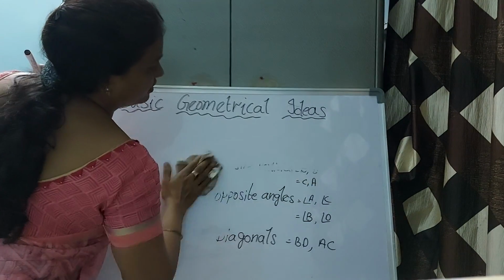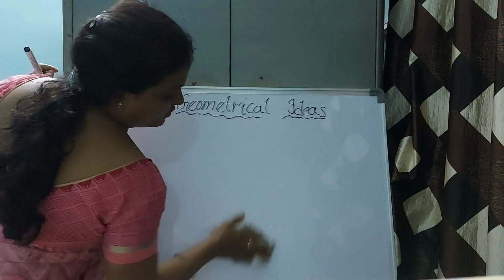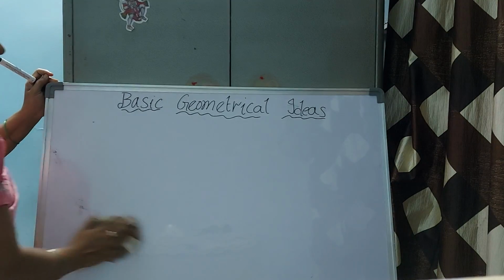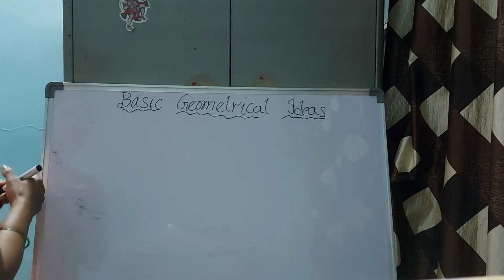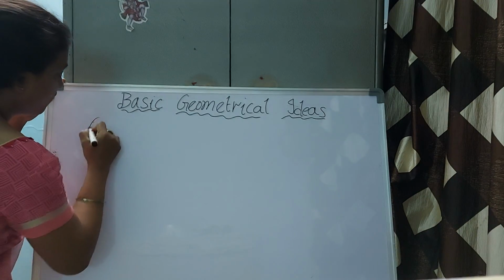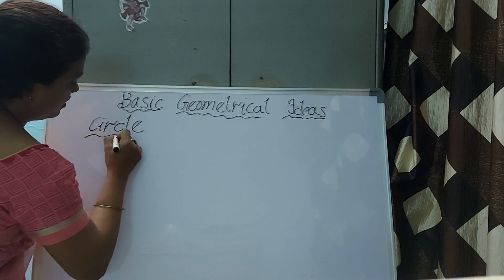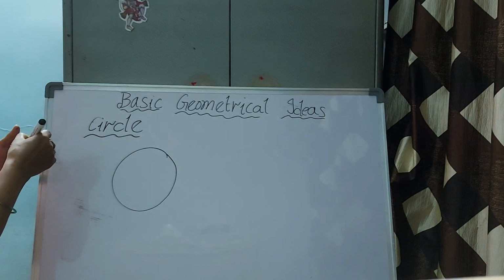What is a circle? If you take a bangle or any type of round figure, we call it a circle. See? This is one circle.